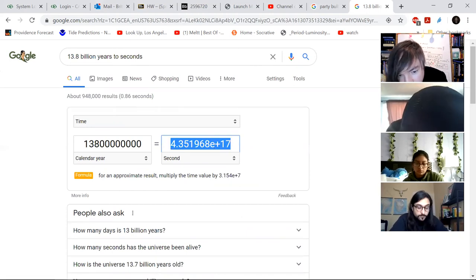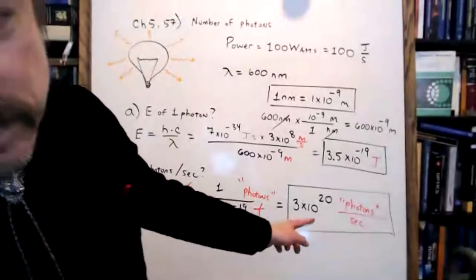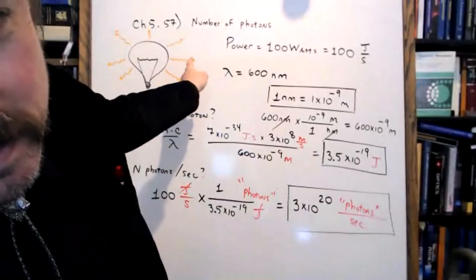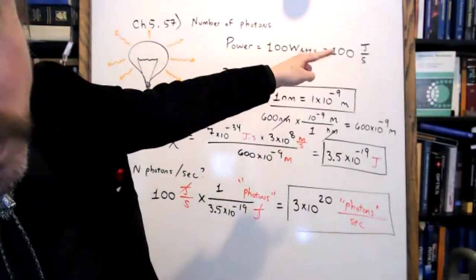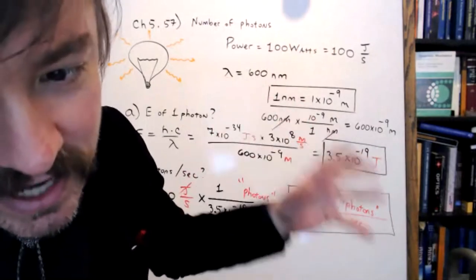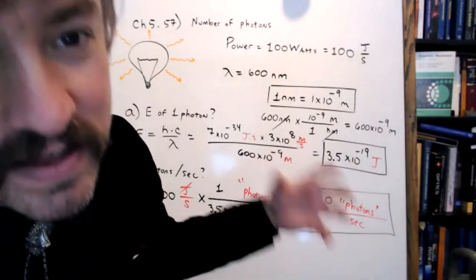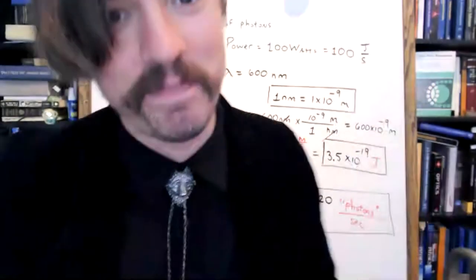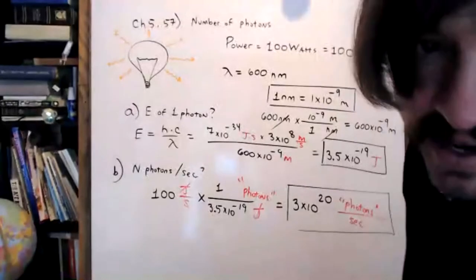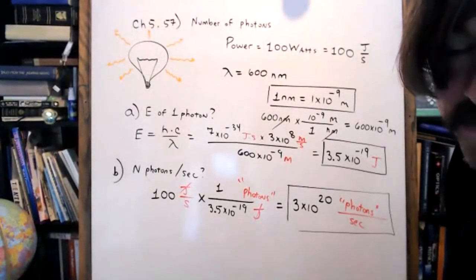Now, I don't know if you can understand what I'm trying to say here, but the number of little orange photons coming out of a 100 watt light bulb in 1 second, there are 1,000 times more photons leaving that bulb per second than there are seconds since the beginning of the Big Bang. That number is wacky big. That's a 3 followed by 20 zeros.